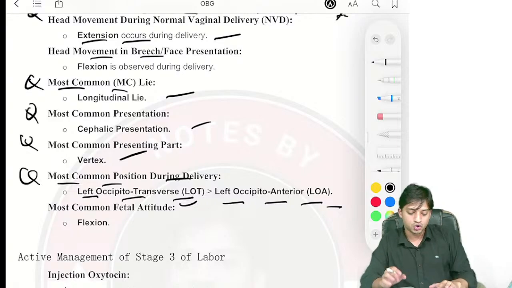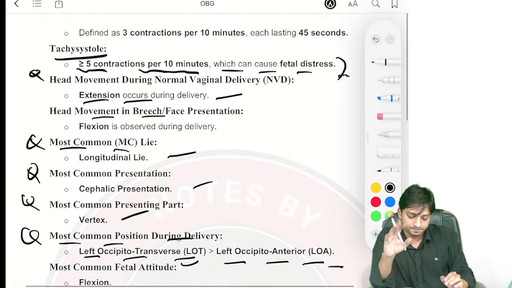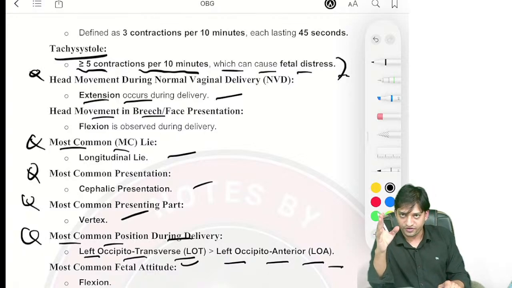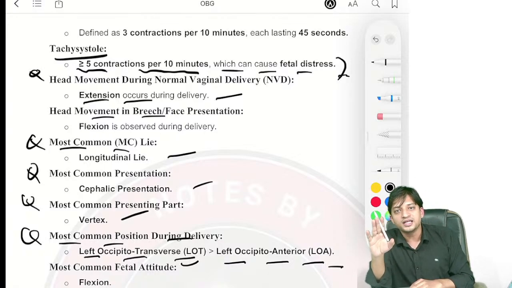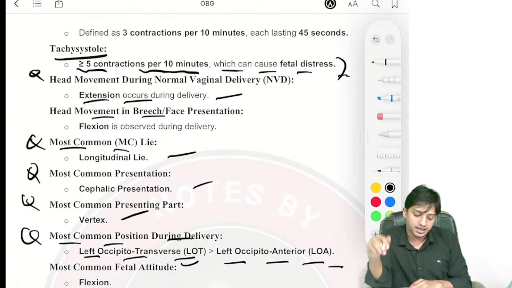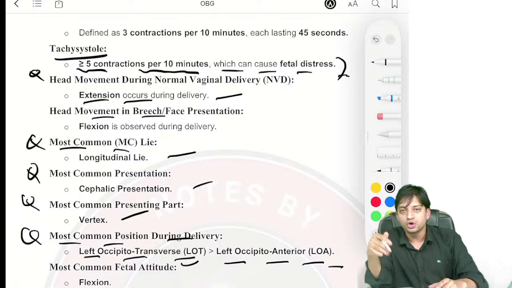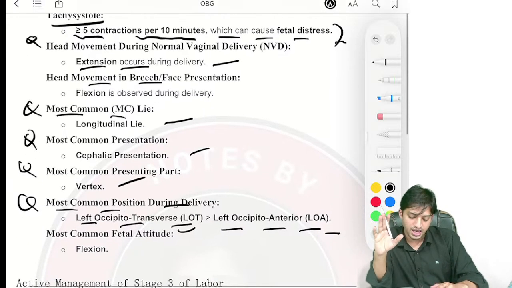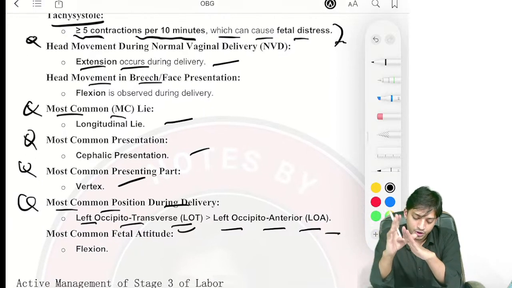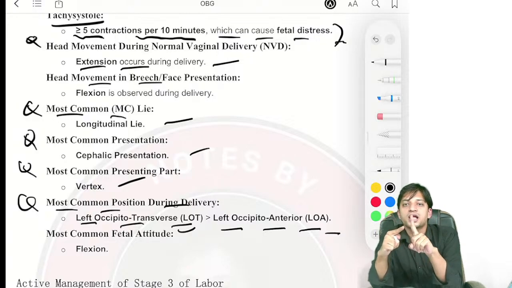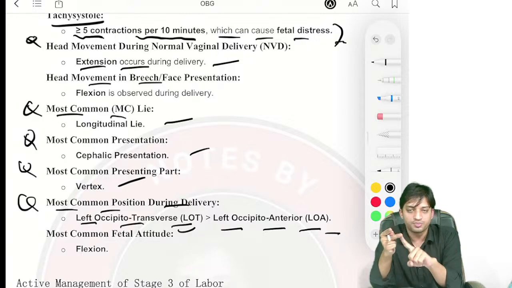Just be attentive. So, repeat after me, right here. Right? Most common head movement in normal vaginal delivery is extension. Right? Now, head movement during the face presentation or breech presentation is flexion. Right? Now, most common lie if they ask you, it is the longitudinal lie. Right? Most common presentation if they ask you is the cephalic presentation. Now, most common presenting part will always be vertex, and most common position during delivery is left occipito-transverse, preferred answer as compared to left occipito-anterior.